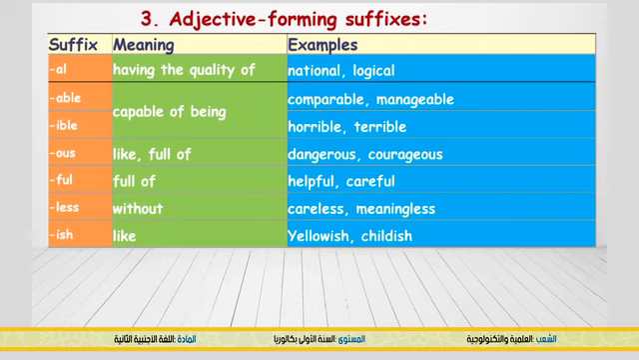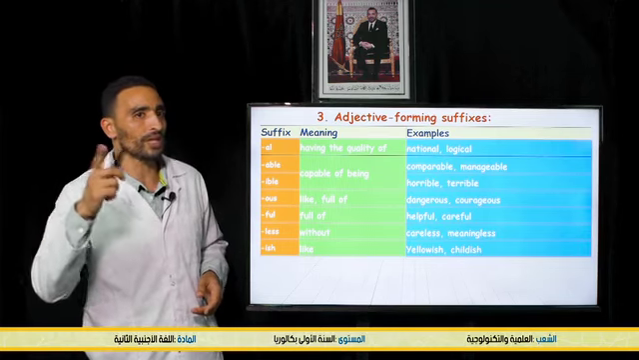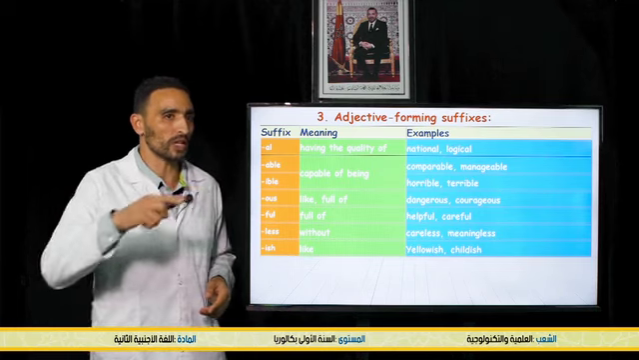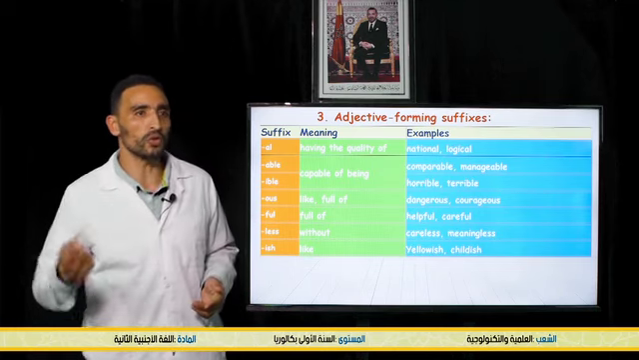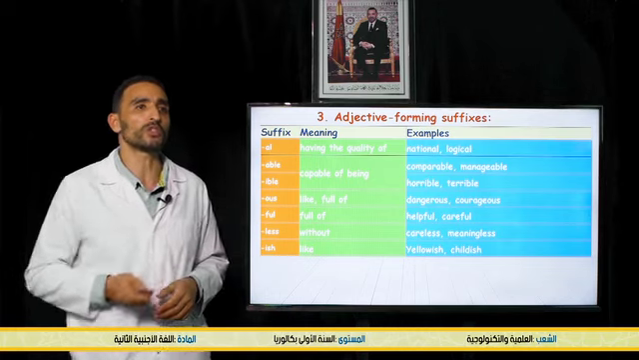LESS is the opposite of full. Less means without. We say careless, meaningless. Notice, we say careful, careless. Helpful, helpless. Meaningful, meaningless. Meaningless, it doesn't have a meaning, no meaning, or without a meaning. ISH means like. Yellow, we say like yellow or yellowish. Childish, like a child. Bluish, like blue. Reddish, like red, and so on.